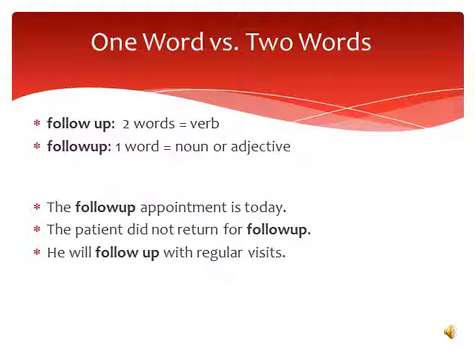So again, to review, follow up, 2 words, is a verb. Follow-up, 1 word, is either a noun or an adjective. The follow-up appointment is today. How is follow-up used in that sentence? Is it a verb, a noun, an adjective? Think about it a minute. Here it's an adjective. It's 1 word. The patient did not return for follow-up. In this case, how is it used? It's a noun, 1 word. He will follow up with regular visits. What type of word is it there? In this situation, it's a verb. He's going to do something. It's action. 2 words, verb, follow up.